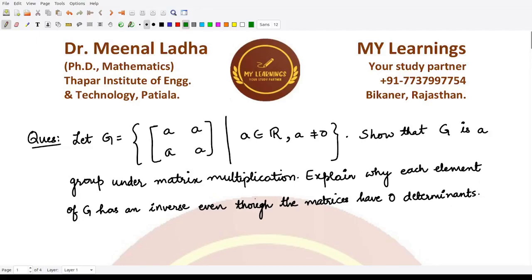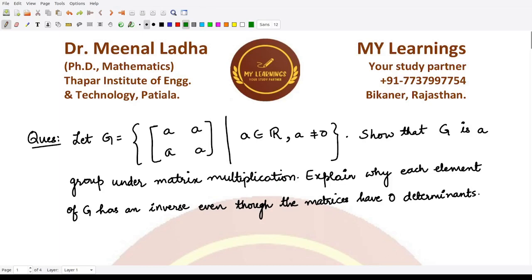In this video, we shall be solving this question which states that G is a set which consists of all 2 cross 2 matrices where all the entries are the same, and they are taken from the set of real numbers such that they are non-zero numbers. This is our set. Within this set, we need to show that it is a group under the operation of matrix multiplication. This is one thing that we have to show.